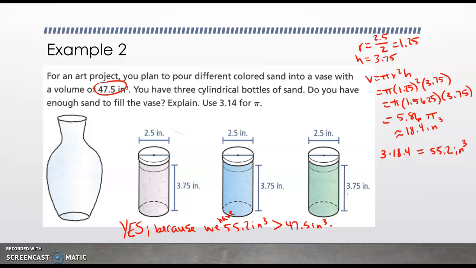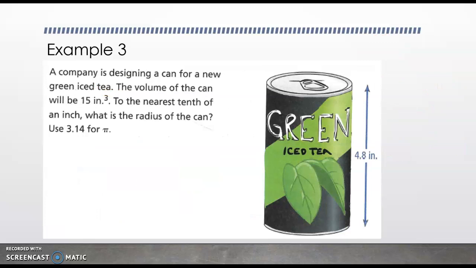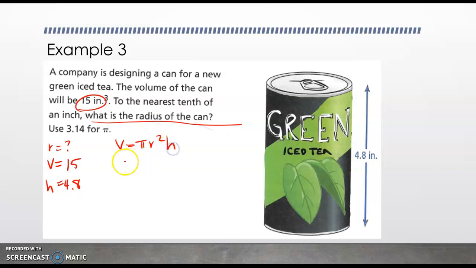So we have one more example about cylinders, and this is how to find the radius. And I say that right away. A lot of times, go ahead and just go read what the question is. What is the radius of the can? That means R is unknown, but I most likely know my V and my H. So I know my H is 4.8 because I can't find it if I don't have the other two. New green iced tea, volume of the can will be 15. So volume is 15. So when I do V equals pi R squared H, I'm going to have 15 equals pi R squared times 4.8.